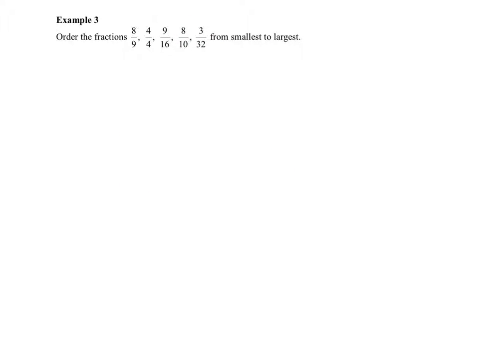Okay, again, so here we are. We're going to order the fractions. We're going to put their closest value to. So 8 over 9, 8 and 9 are very close together, so that's close to 1. 4 over 4, that's exactly 1, because the whole tin is there. 9 over 16 is about a half. 8 over 10 is close to 1. And then 3 over 32, that means that there's 32 slices, but only 3 are there. So that is close to 0.